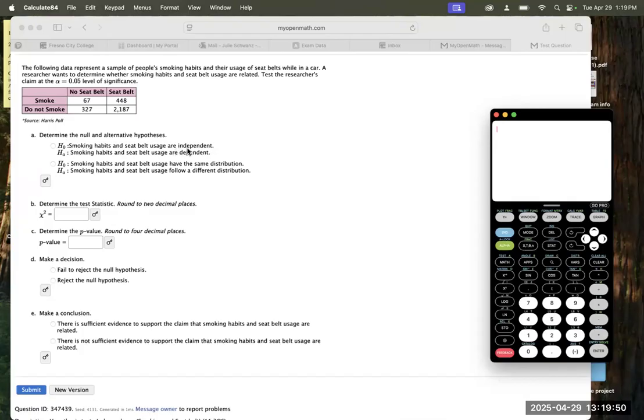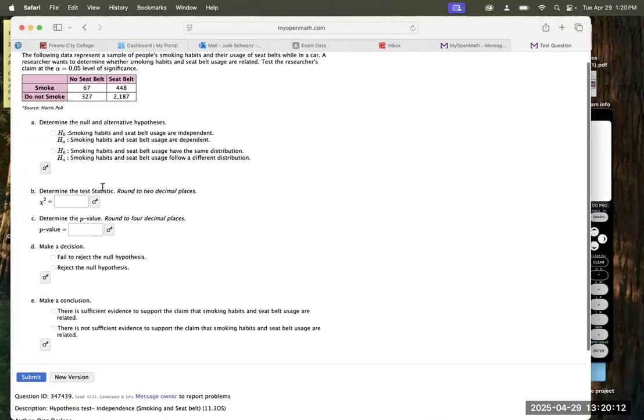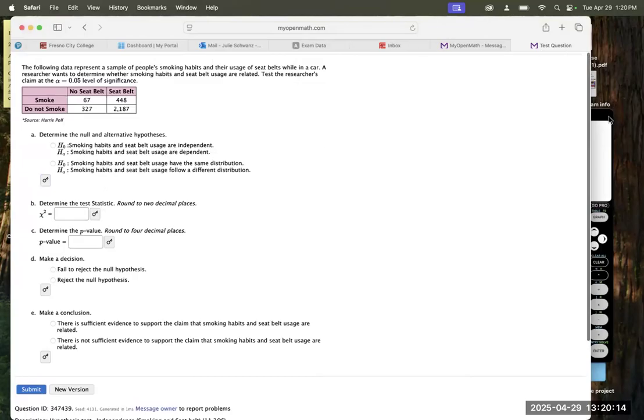And then the alternative hypothesis should be the opposite of that. That is, they're dependent. Independent and dependent are opposite from each other. So the alternative hypothesis is always that smoking habits and seatbelts are dependent. So we can just double check our answer here, and we got that right. Okay. Moving on, now we just have to do this test.